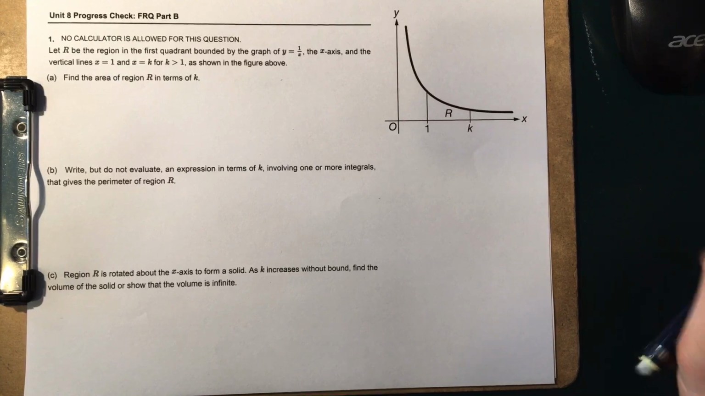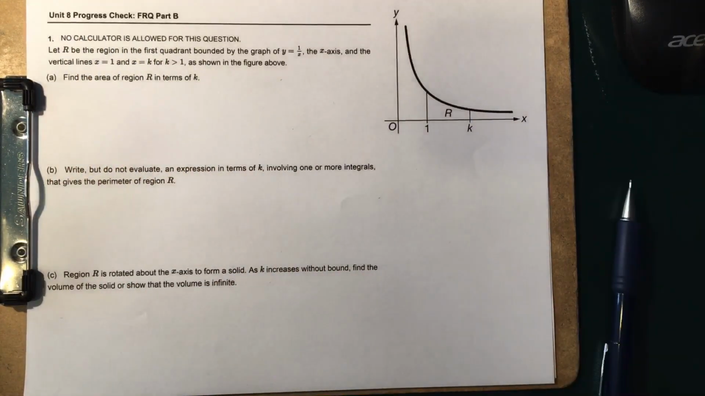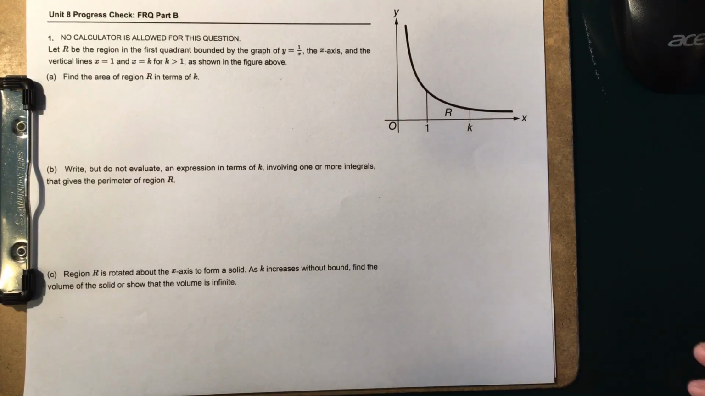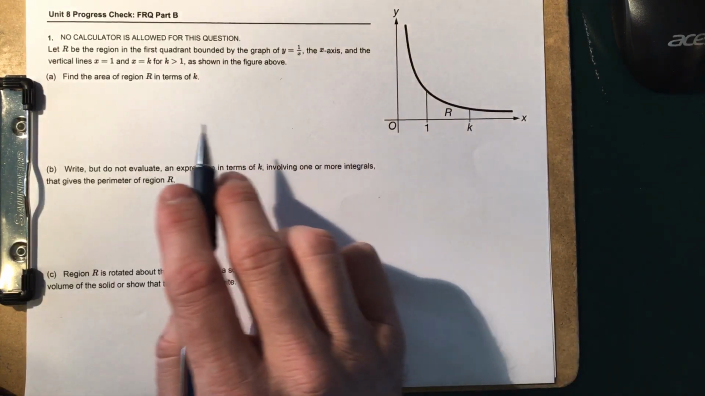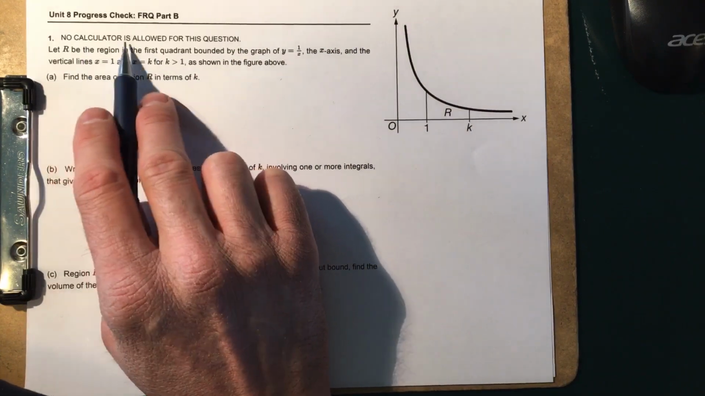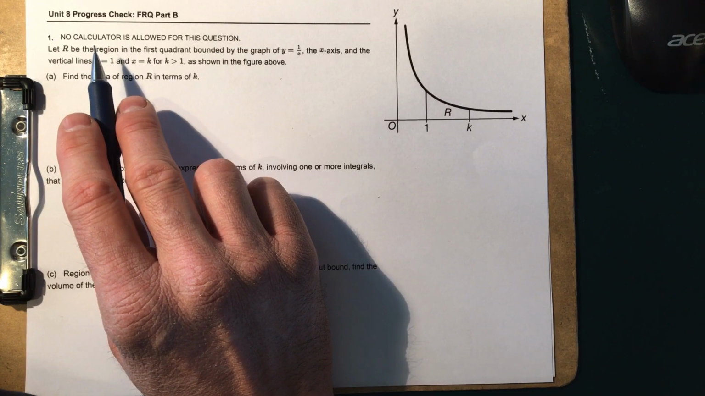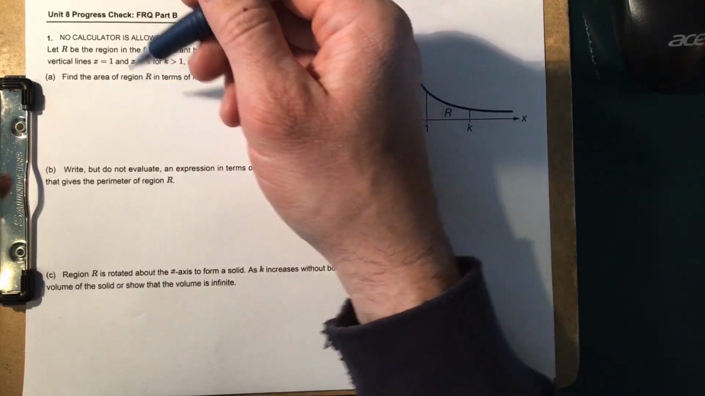All right, time for FRQB number 1, Unit 8. This one looks like a good one. You know what my favorite part about this one is? It says no calculator, which is awesome because that means that we won't have to mess around with the calculator too much and we won't be blurry with our camera.